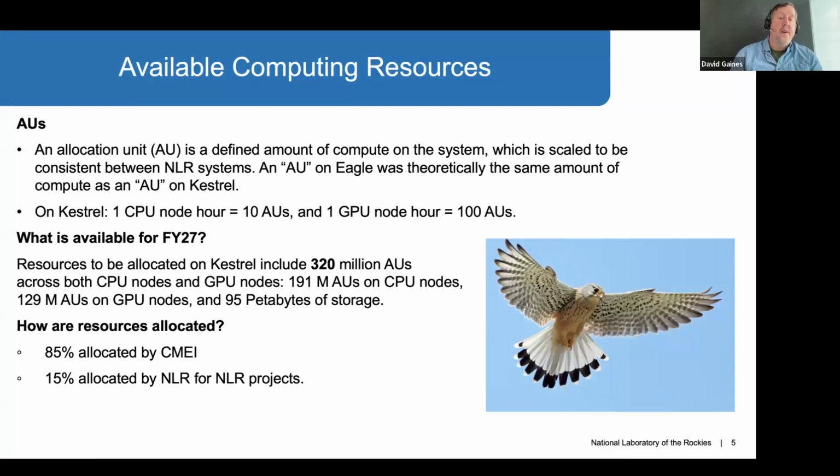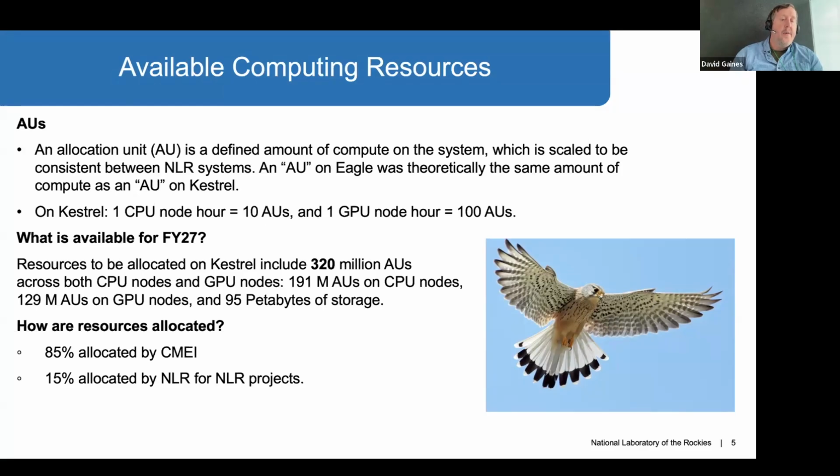What's available for FY27? We have 320 million AUs across both the CPU and GPU side, roughly 191 million on the CPU side, and then 129 million on the GPU side. And then 95 petabytes of storage, where I believe 61 petabytes is on projects, 30 petabytes for Scratch, and then the remainder is set aside for home and shared software, the module stack.